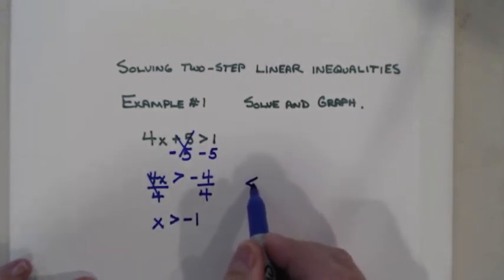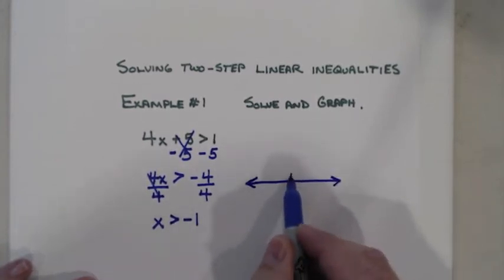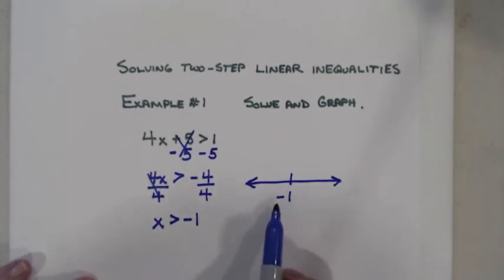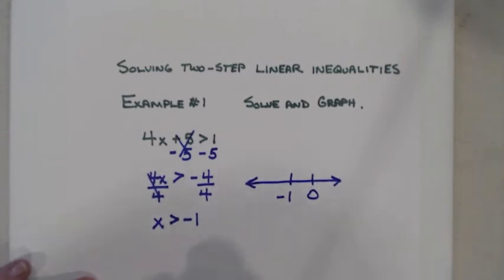To graph this, I need to draw a number line. I'm going to put this number in the middle of my number line. Numbers on this side are bigger. What's bigger than negative 1? 0. Numbers on this side are smaller than negative 1. Number I put on this side, negative 2.